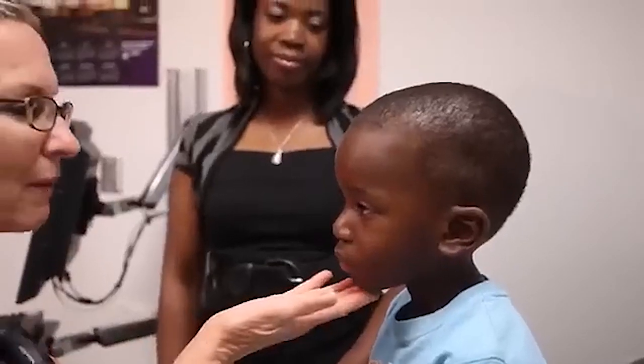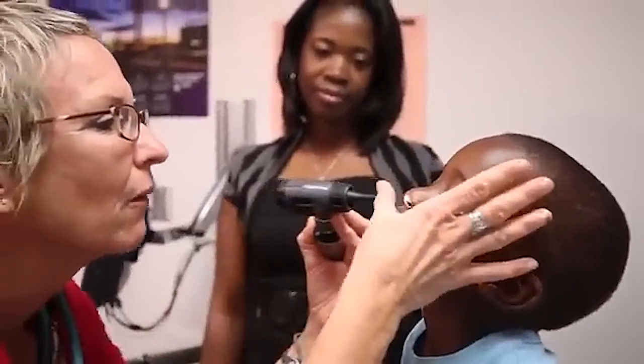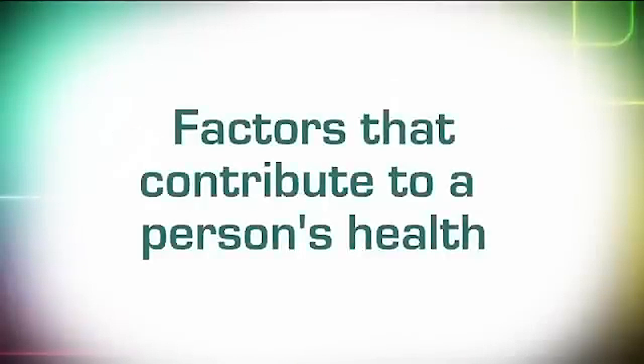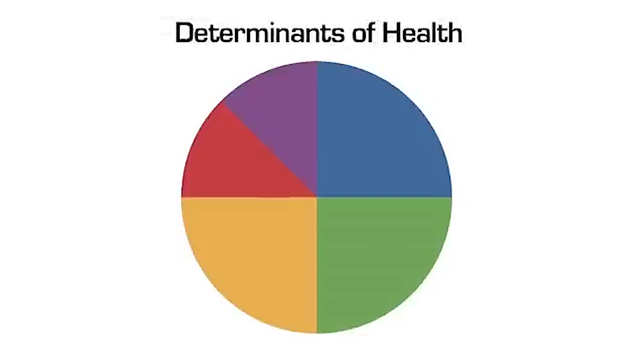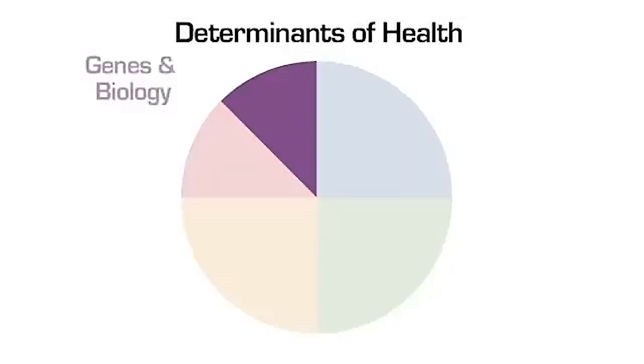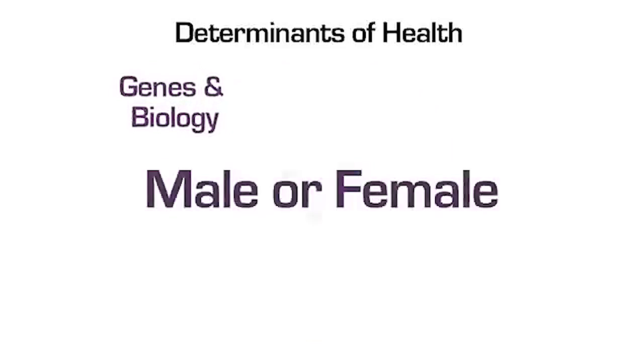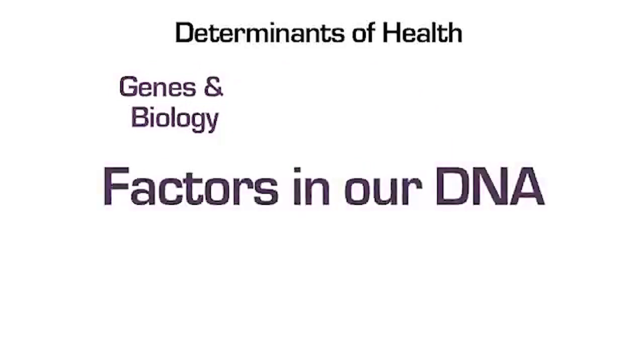The second D that is important for us to understand as employees of a public health agency deals with the determinants of health. Determinants of health are a basis for understanding the factors that contribute to a person's health. It is generally recognized that there are 5 major determinants of health, including genes and biology, which could include family history, whether we're male or female, and age, along with many other factors built into our DNA and physical bodies.